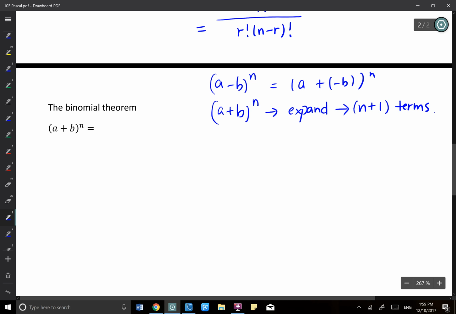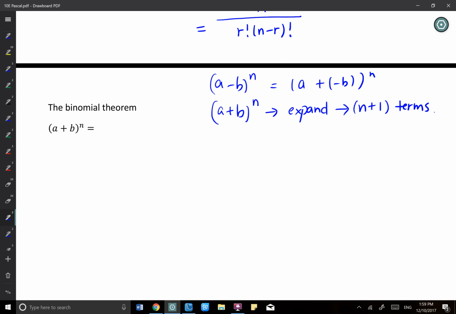Let's think about the quadratic. Okay, a plus b squared, perfect square, is a squared plus 2ab plus b squared, right? So how many terms? 3 terms. Okay, there are 3 terms. So therefore, it's n plus 1 terms. The power of 2, you have 3 terms.